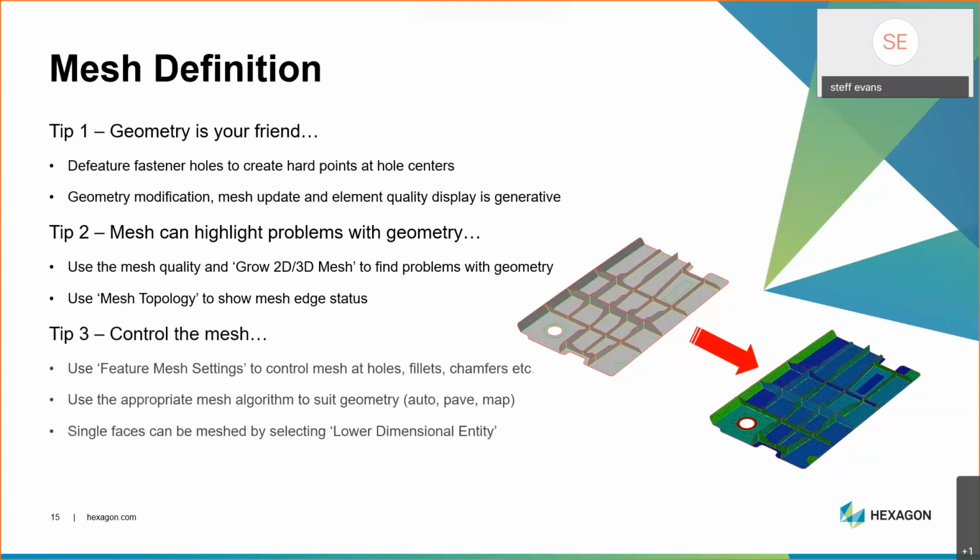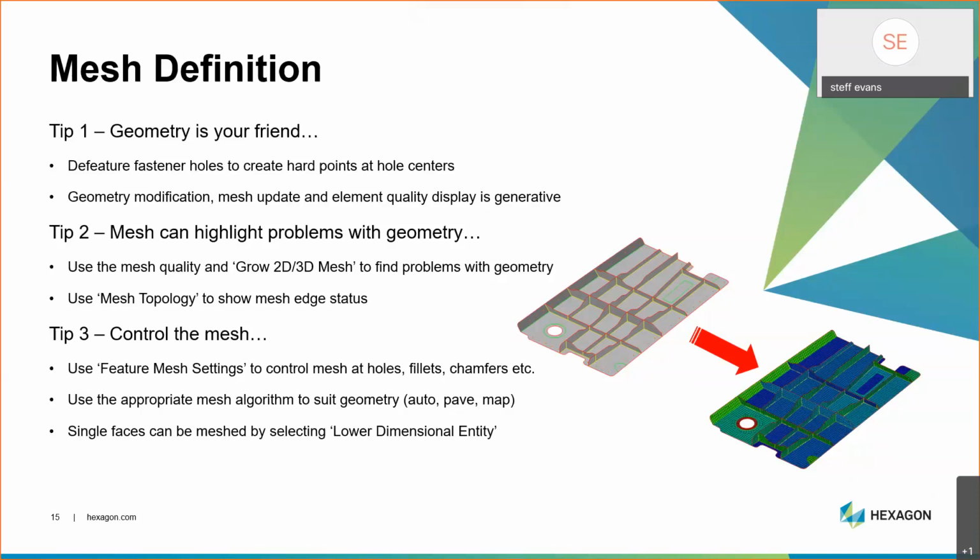Okay. Tip 3, controlling the mesh. So we've got what we call feature mesh settings, so we can control the mesh at things like holes, fillets and chamfers, etc. We can do that on a global basis and set different parameters for different dimensions. So that works nicely if you've got a complex model with lots of different size features in there. Bear in mind that you can use multiple meshing algorithms. So talking specifically about 2D shell meshing, we've got the auto, the pave and the map meshing algorithms. And bear in mind, we can mesh single faces over and above the whole surface by using the lower dimensional entity selection filters.